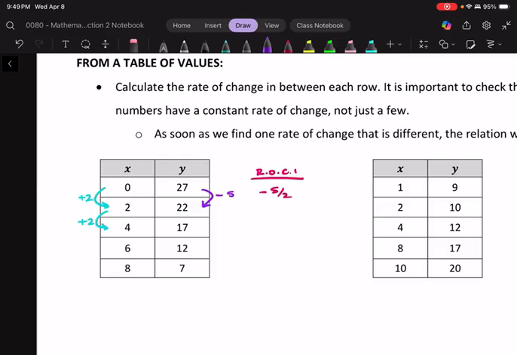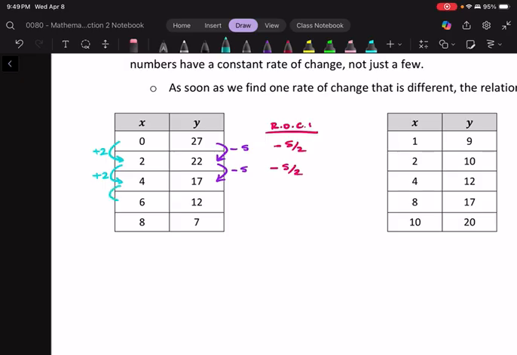To go from 22 to 17, we subtract 5. And again, we've gotten a rate of change of negative 5/2. So far, so good. The rate of change is the same, but we're not done. It has to work for everything.